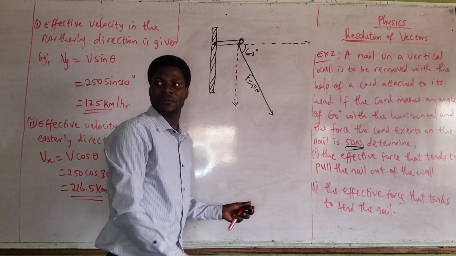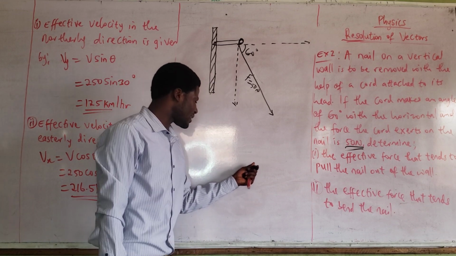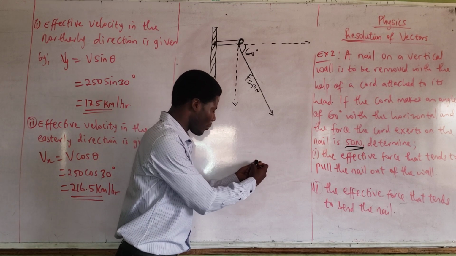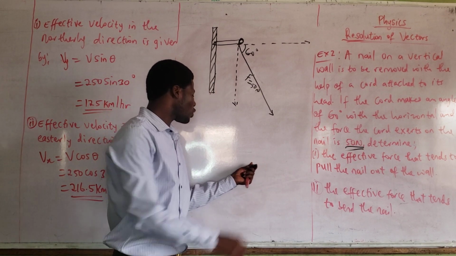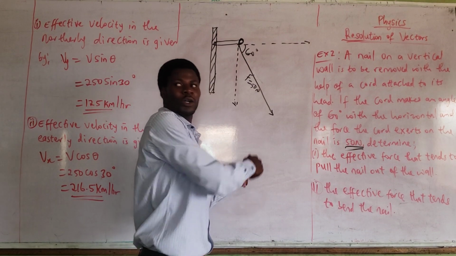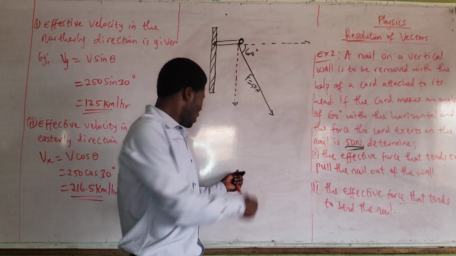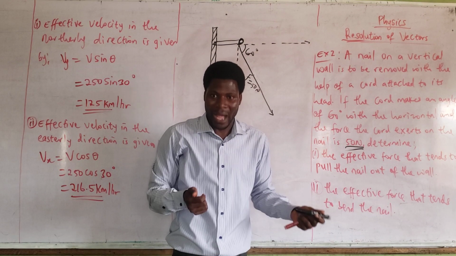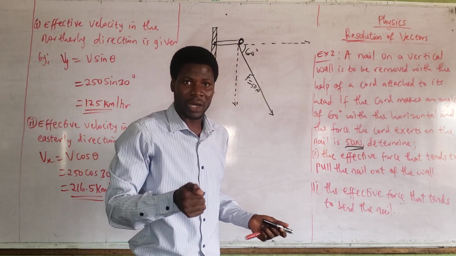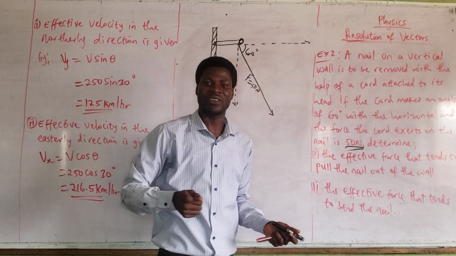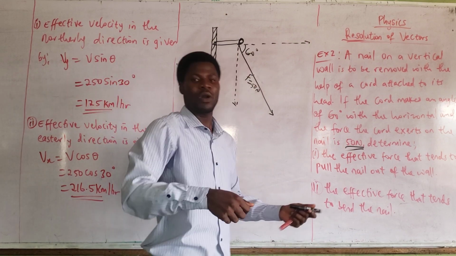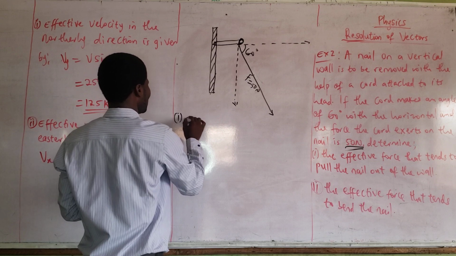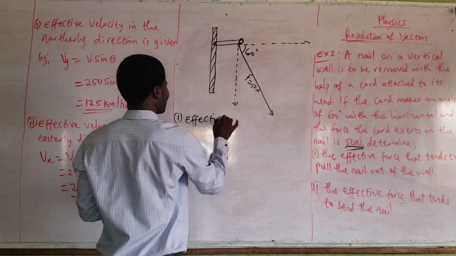You have a wall like this. A nail is attached to that wall. Then on the end of that nail, there's a rope, a cord. If you want to pull the nail out of the wall using the rope, how will you pull it? You will pull it towards yourself, right? You pull it like this, and that is horizontal. Okay? So the effective force that tends to pull the nail out of the wall is the horizontal force.